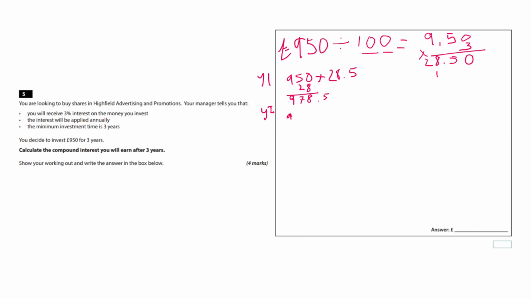So 978.5 divided by 100. Remember, we just bounce that decimal point twice to the left. That would be 9.785. Okay. Then we're going to times that by 3. 3 5's are 15. 3 times 8 is 24, 25. 3 7's are 21, 22, 23. 3 times 9 is 27, 28, 29.